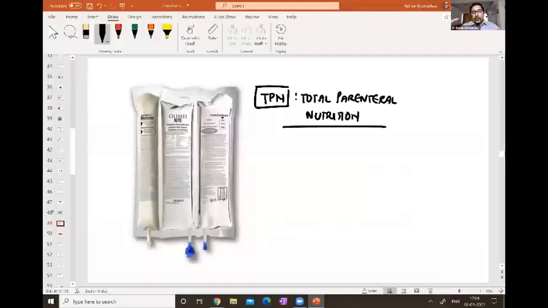This milkish fluid, which you must have seen, has anyone seen this TPN solution? A bag of milkish fluid which is going into the IV line of a surgical patient or in the ICU. Has anyone seen this? This is total parenteral nutrition, TPN, and 1 to 2 liters is given in 1 day. I'm glad that a lot of you have seen this. Good.